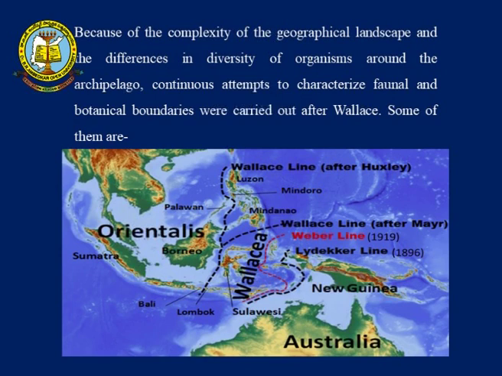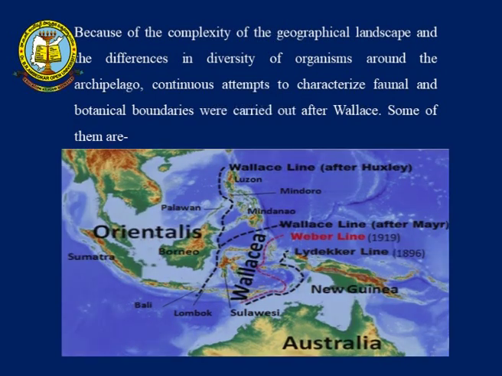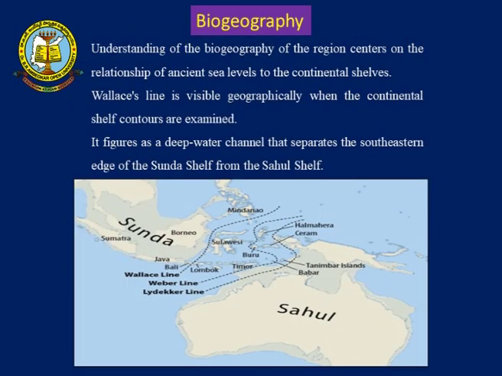Because of the complexity of the geographical landscape and the differences in diversity of organisms around the archipelago, continuous attempts to characterize faunal and botanical boundaries were carried out after Wallace. This is what the Wallace line is all about, separating Bali and Lombok. But later on Huxley put the line a little beyond, separating Palawan from the other smaller islands on either side. Later on Weber's line came up in 1919, and Mayr's line as well, and also Lydekker's line, which is a little beyond the Wallace line towards the east side of it.